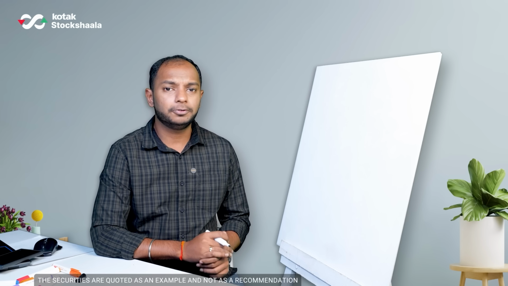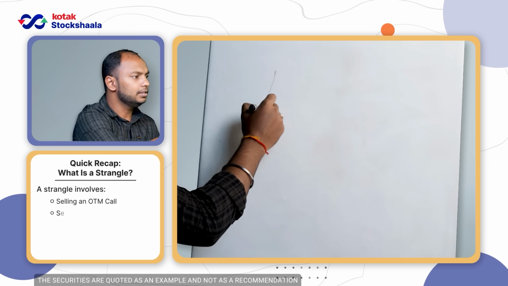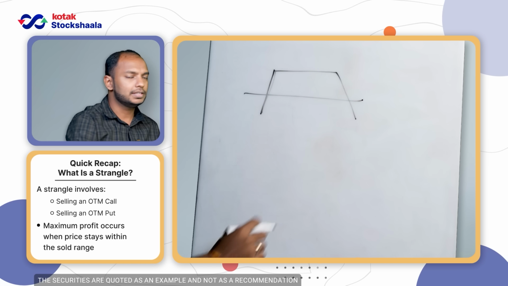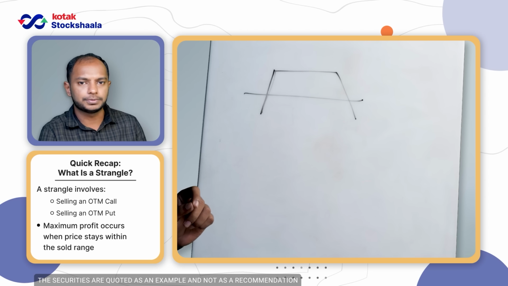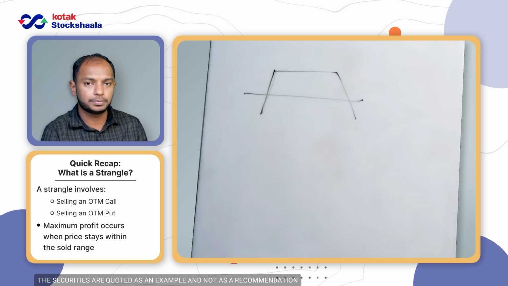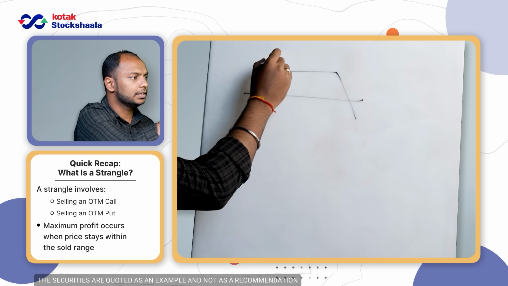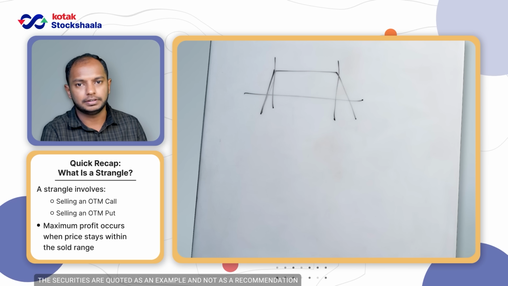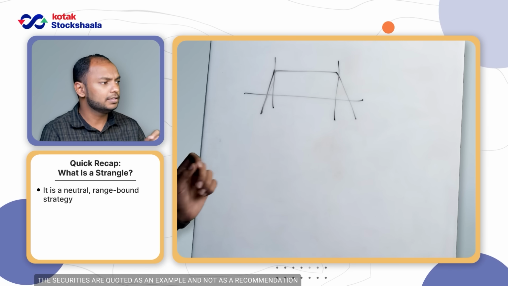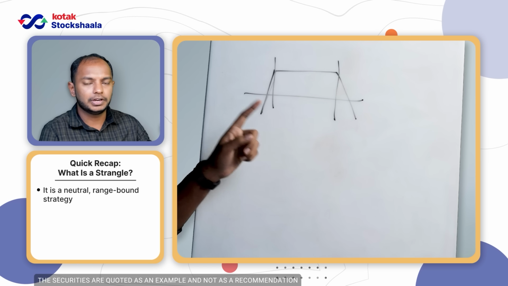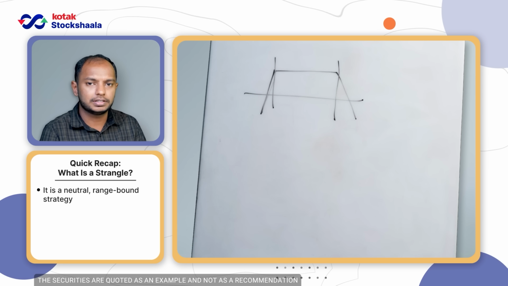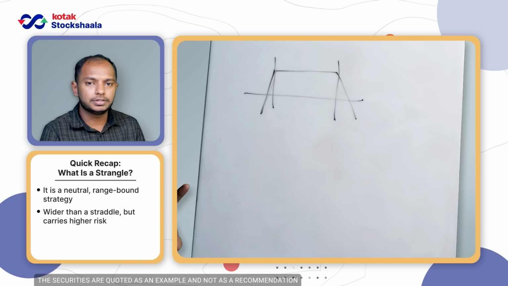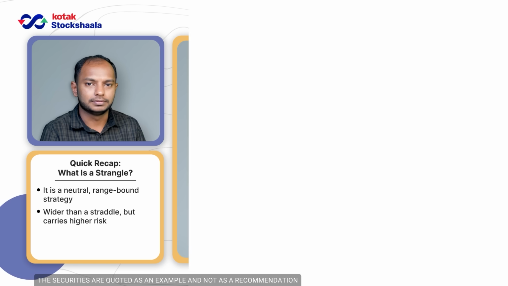So a quick recap of what is a strangle. A strangle's payoff diagram looks something like this. It's basically selling an out-of-the-money call option as well as an out-of-the-money put option. As long as the market stays between those two ranges, you're going to make the maximum profit. A strangle is a neutral range-bound strategy where you're going to make maximum profit within that specific range. It is wider than a straddle, but also riskier too.